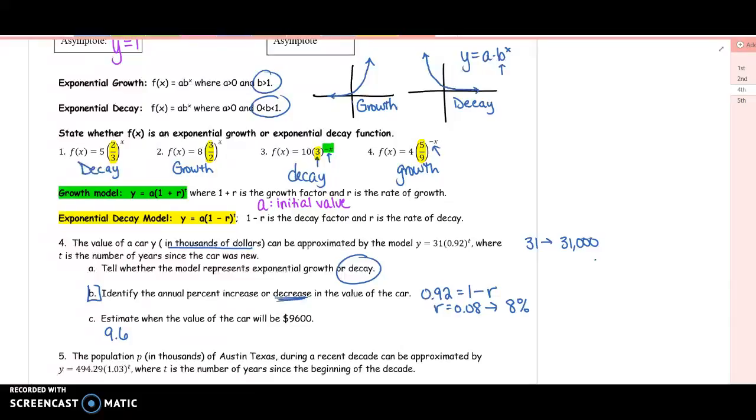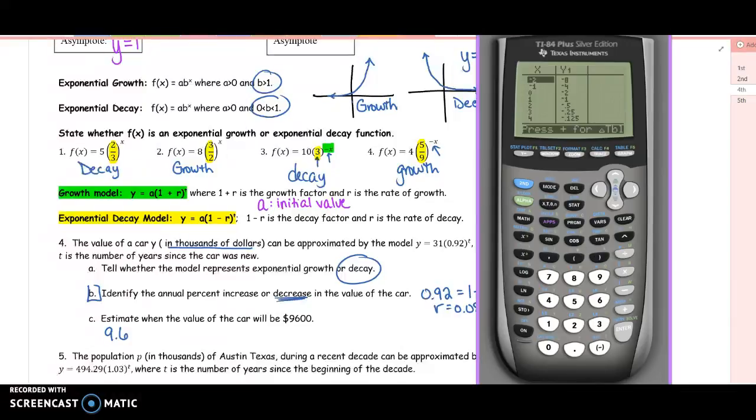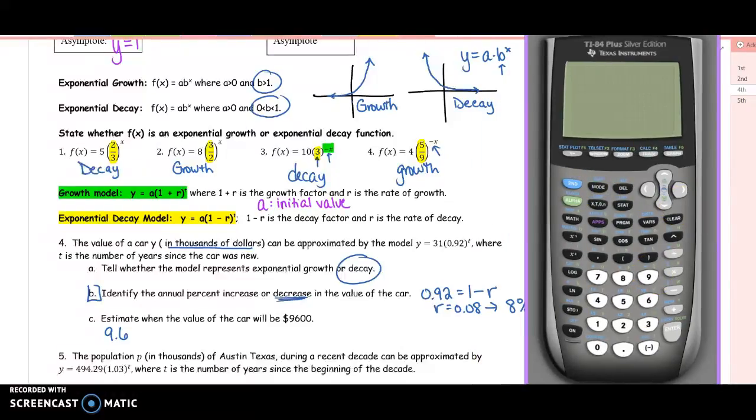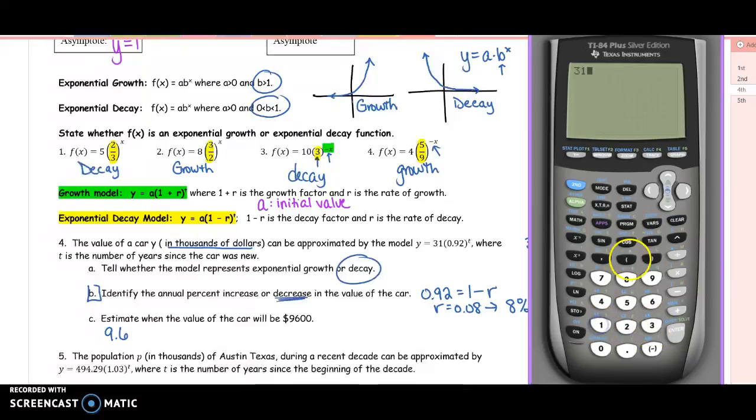Basically, you have to grab your calculator and try a certain number of years until you get 9.6 as your answer. So in your calculator, the model is 31 times 0.92 raised to the number of years since the car was new. How many years should we start with? What should we try? Let's try something nice and even and round, like 10. You guys want to try 10?